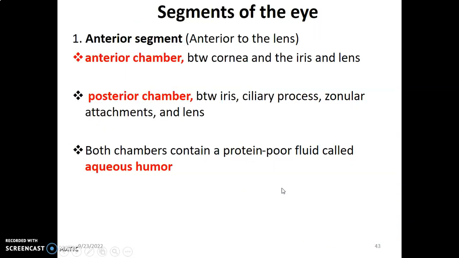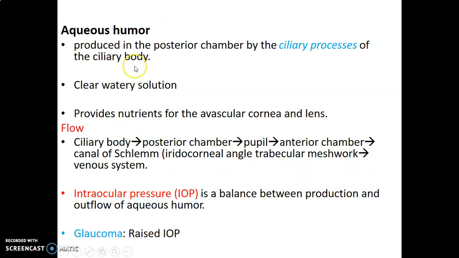So what's the flow of aqueous humor? It's produced by the ciliary processes of the ciliary body, released into the posterior chamber, then goes anteriorly through the pupil and enters the anterior chamber. Then at the corneoscleral junction, or the limbus, you have the canal of Schlemm, where reabsorption takes place into the venous circulation. At the canal of Schlemm, we have a trabecular meshwork that reabsorbs aqueous humor into the venous system.